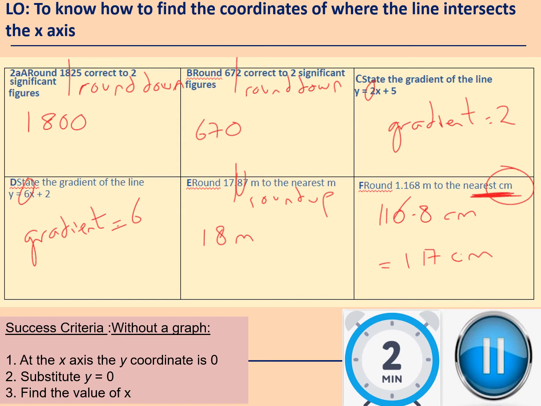On E, we're asked to round to the nearest metre. We've got 17.87. Because it's an 8, we round up to 18 metres. F: round 1.168 metres to the nearest centimetre. We need to convert it into centimetres first, and then round. So it's 117 centimetres. Can you mark those with green pen, please?